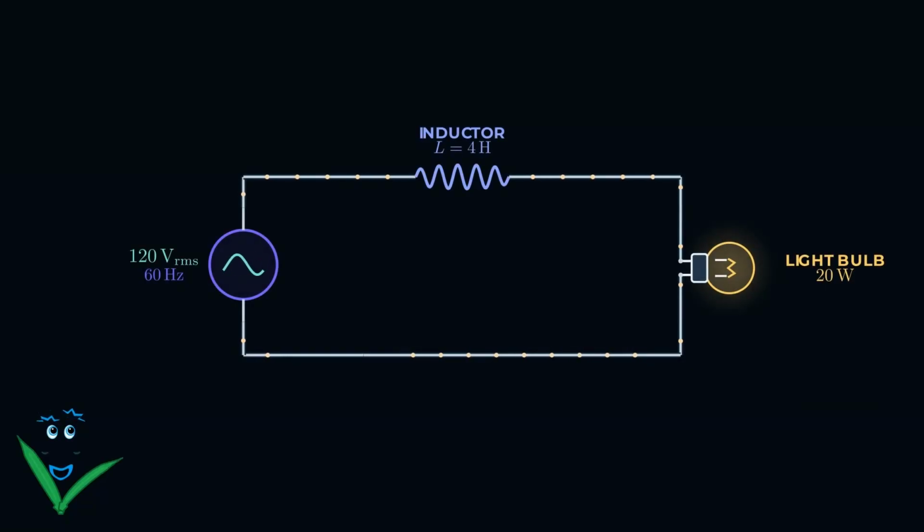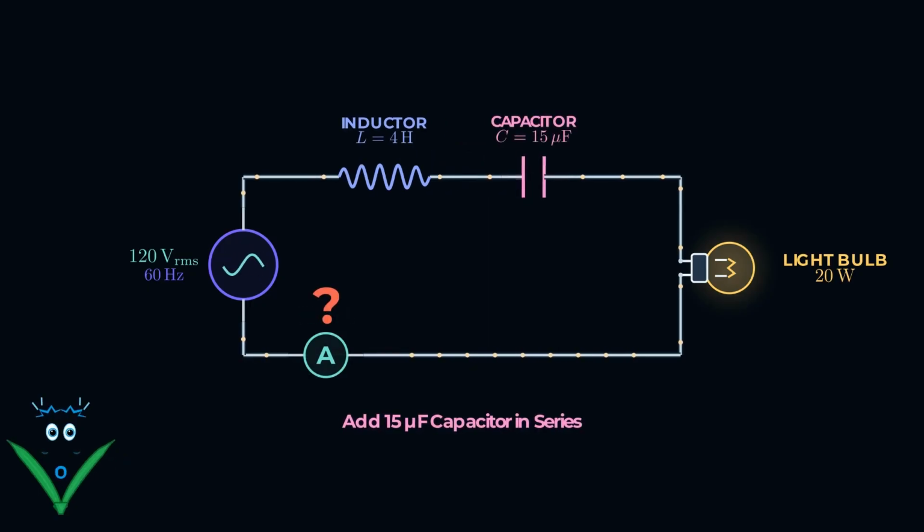Suppose you have a series circuit connected to a 120 volt, 60 hertz AC supply containing a 20-watt light bulb and a 4 Henry inductor. If you measure the current, it would be around 72 milliamps. Now, let's add a 15 microfarad capacitor to the circuit.